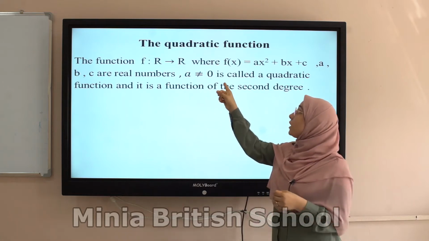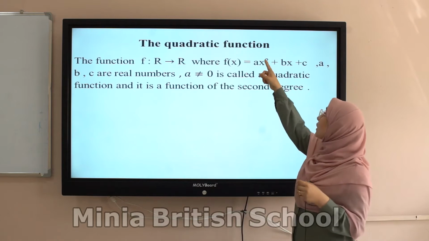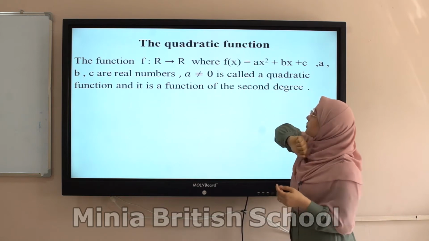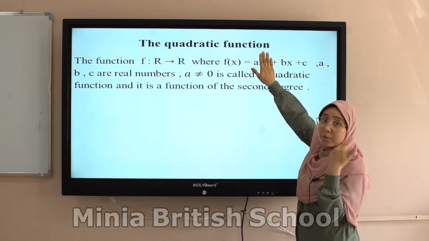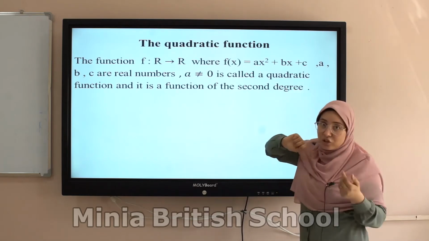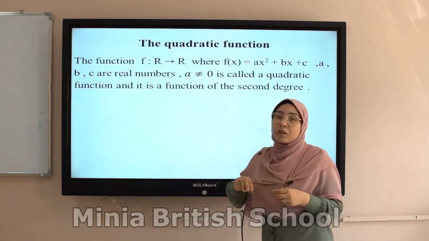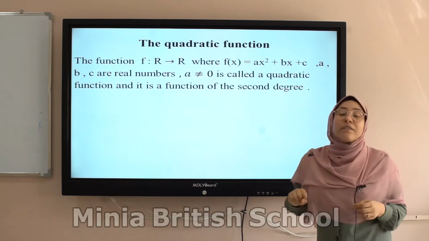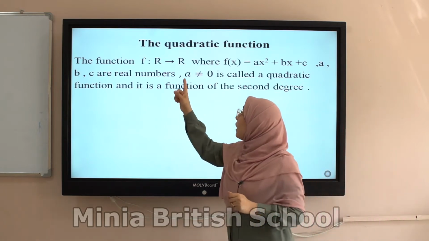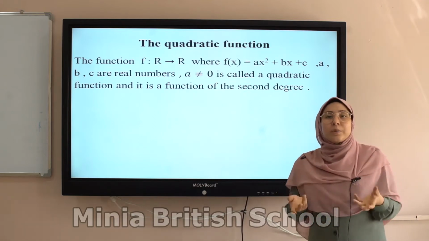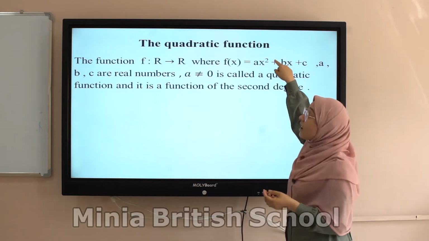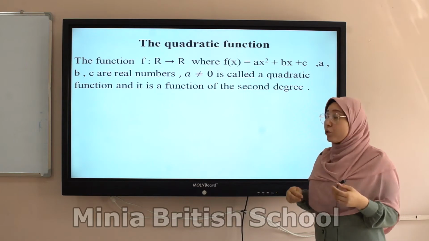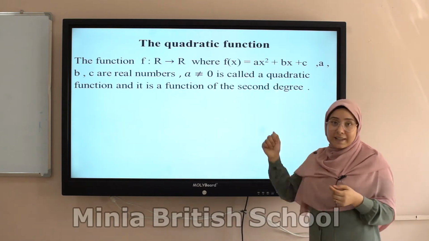Where a must be not equal to 0, because if a equals 0, this function becomes a linear function. So a must be not equal to 0. This function is called a quadratic function, and it is a function of the second degree, because the highest index of x is 2. Therefore, this function is a function of the second degree.